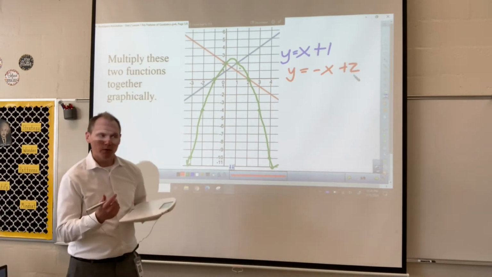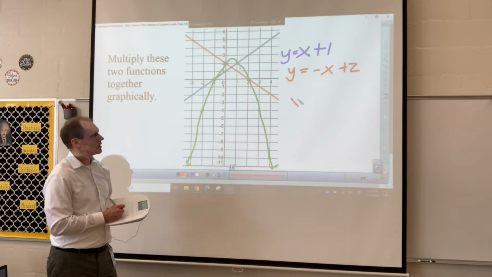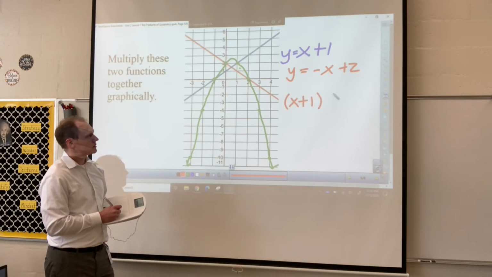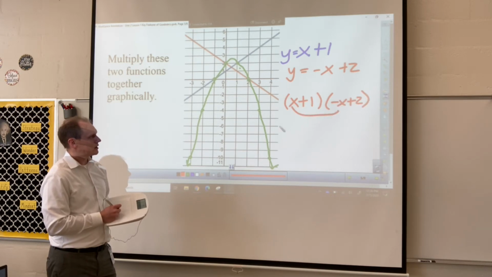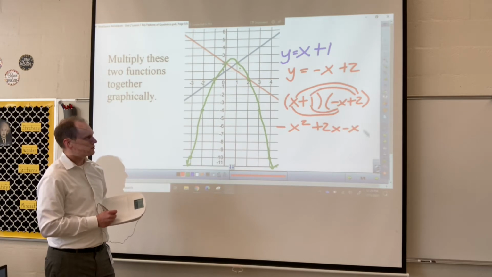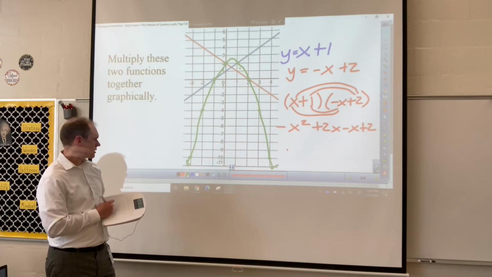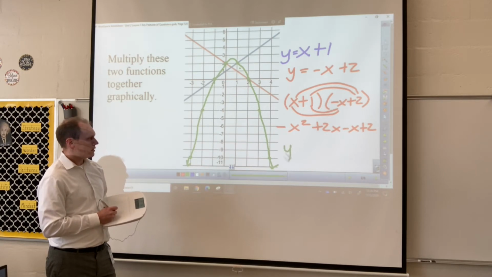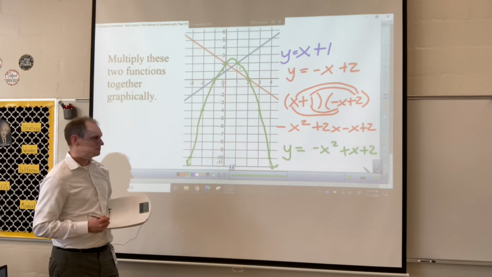If we were to go ahead and multiply these together, so x plus 1 times -x plus 2, we would get x times -x is -x squared, x times 2 is 2x, 1 times -x is -x, and 1 times 2 is 2. So all in all we get, I'll put this in green because that's what we're talking about here, y equals -x squared plus x plus 2.